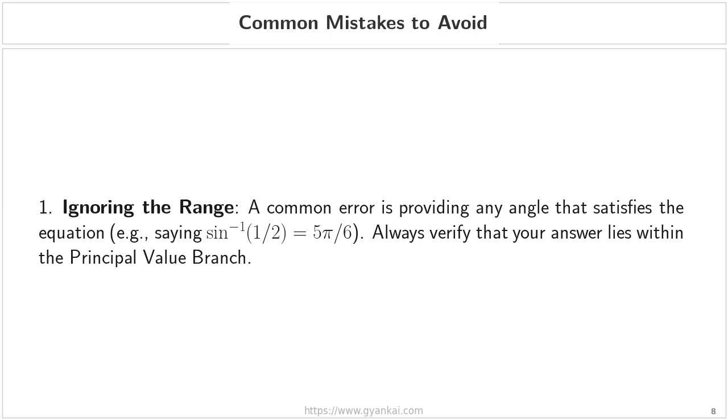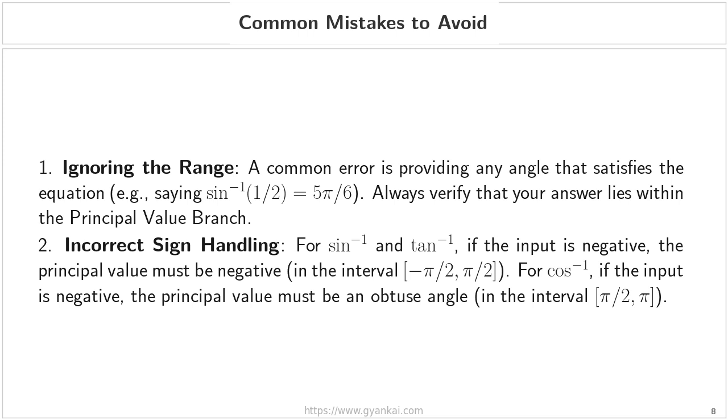You must always verify that your final answer lies strictly within the principal value branch we established in the previous slides. Second, be mindful of incorrect sign handling. This is a helpful rule of thumb for checking your work. For inverse sine and inverse tangent, if the input value is negative, your principal value must also be negative, falling within the interval from -π/2 to π/2. However, inverse cosine behaves differently. If the input for inverse cosine is negative, the principal value will not be negative. Instead, it must be an obtuse angle, falling within the interval from π/2 to π.